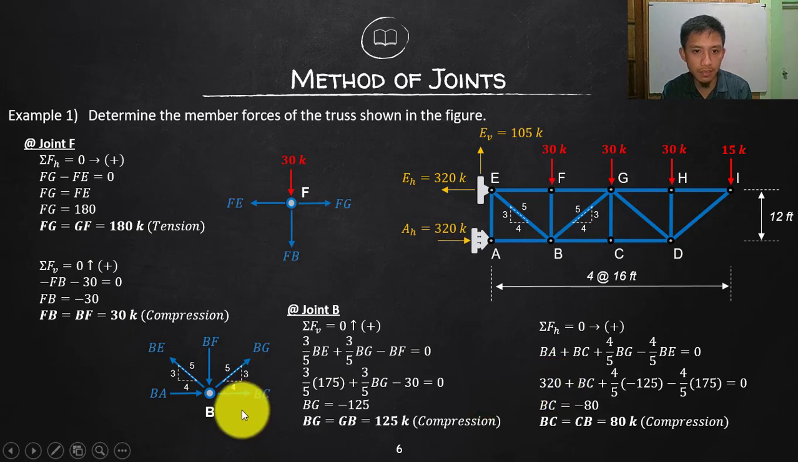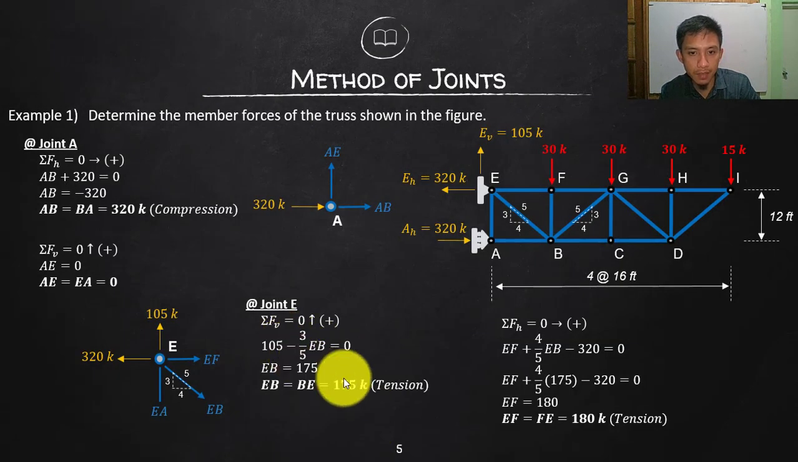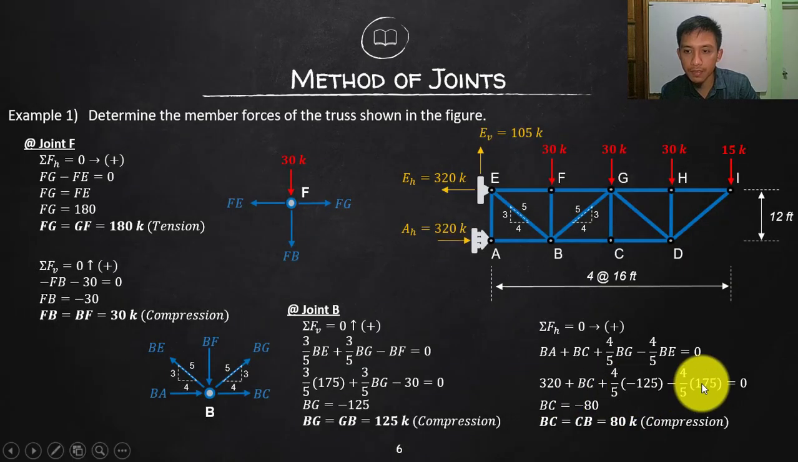BA is 320, and then BC, that is the unknown. BG, that is already solved here, but as I've said, in my equation here, I consider that to be tension, but the answer here is compression, therefore I will include the negative. But if I consider that to be compression already, then no need for me to carry the negative. So now BE is 175. Again, those are just coming from these values here, 320 and 175.